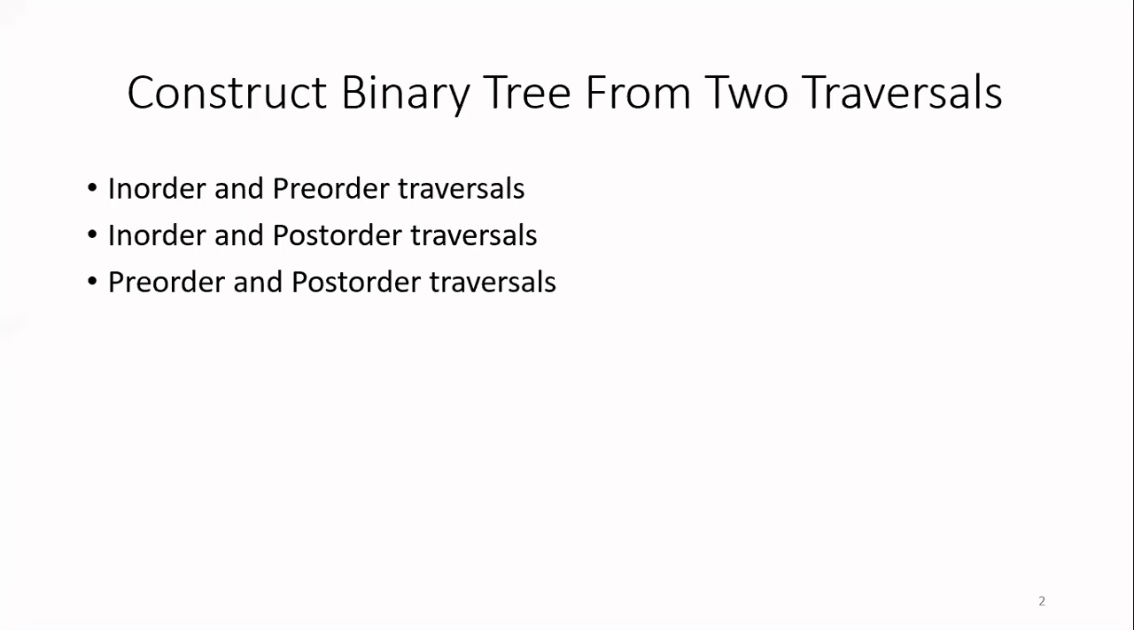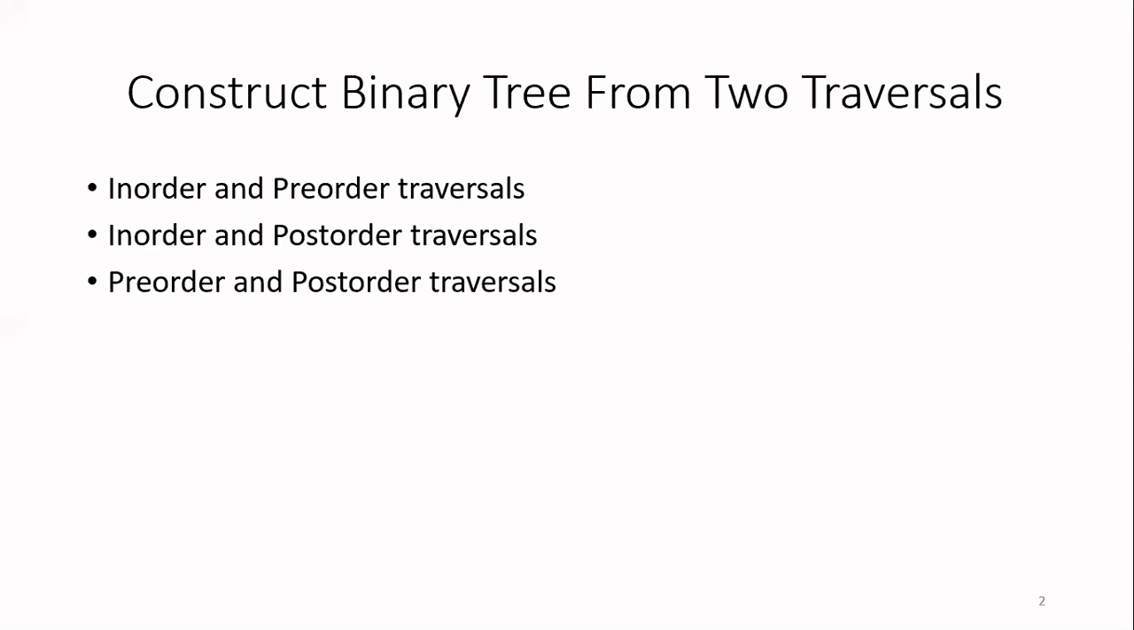So it is possible. For that, you need to have a minimum of two traversals. That is, you can construct the binary tree if in-order and pre-order traversals are given, or otherwise if you have in-order and post-order traversal, or if you have pre-order and post-order traversal. So to construct the binary tree, you need a minimum of two traversals. With one traversal, you cannot construct a binary tree.